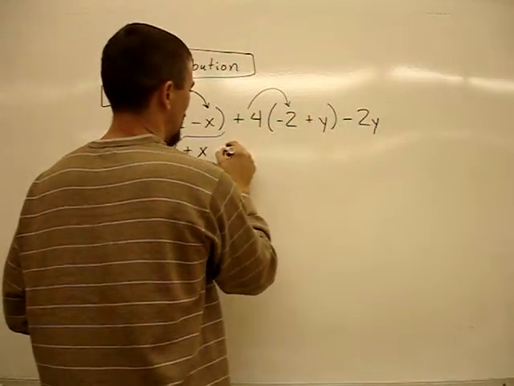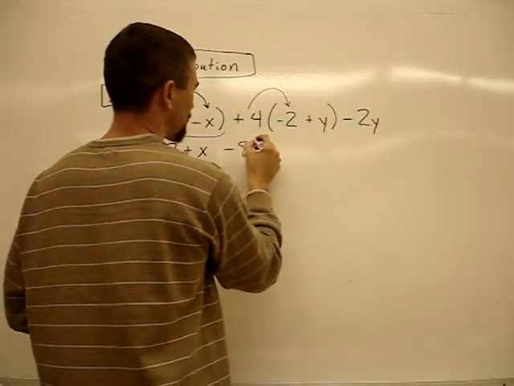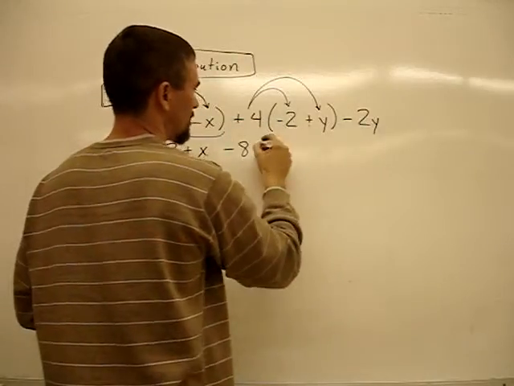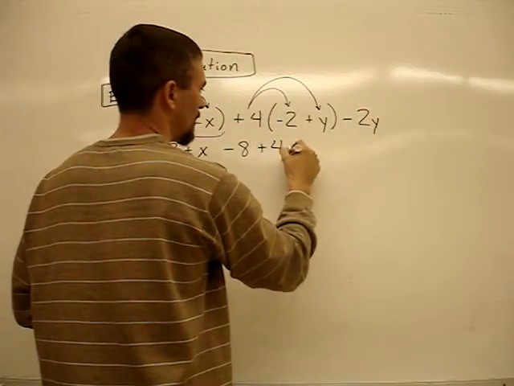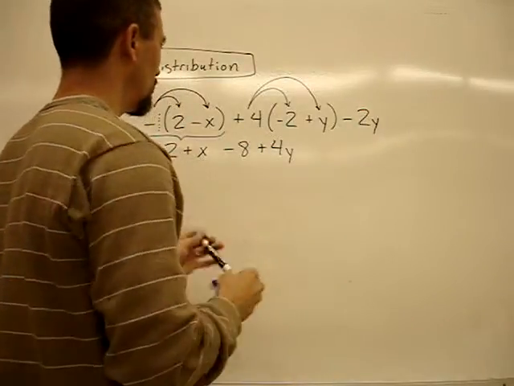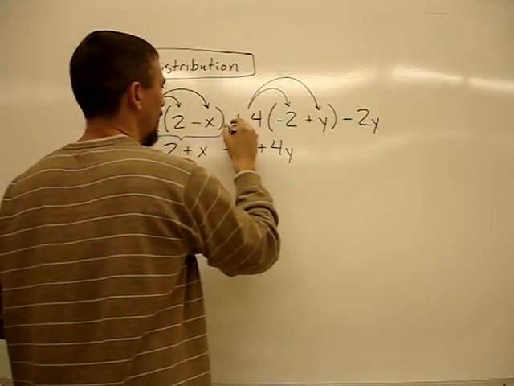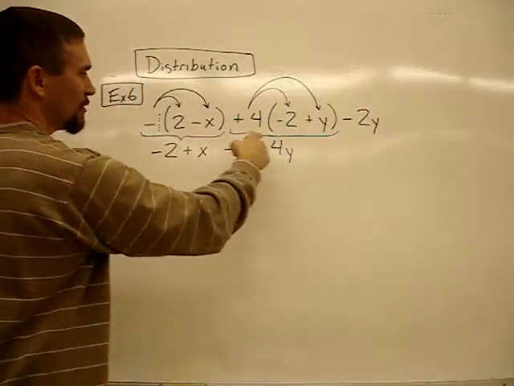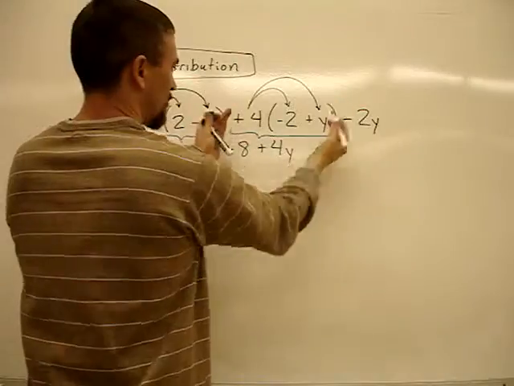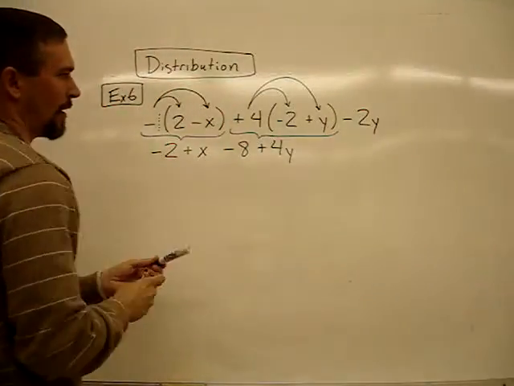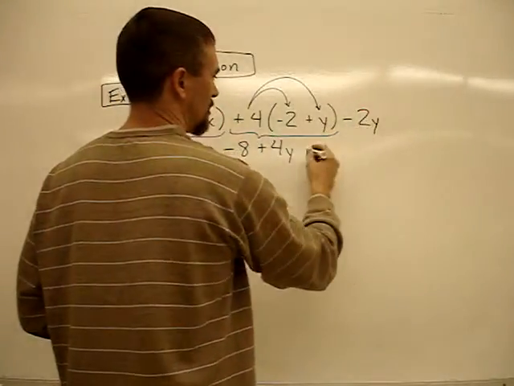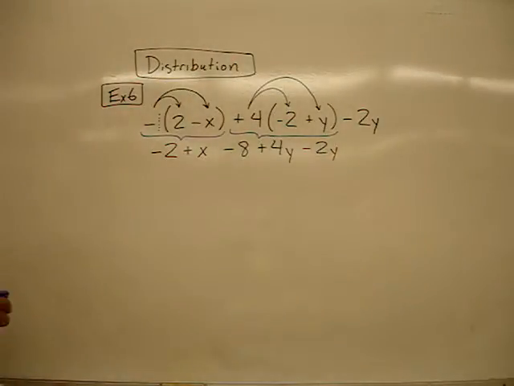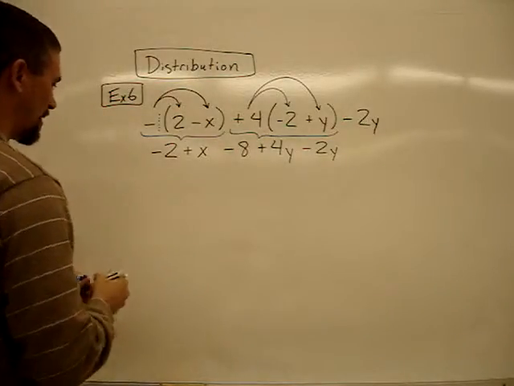Positive times a negative is a negative 8. And positive times a positive is a positive 4y. And so you could say that that stuff has been taken care of by these two terms. Basically all that turned into these two terms. And there's no distribution necessary over here, it's just a term already ready to go. So let's combine like terms.